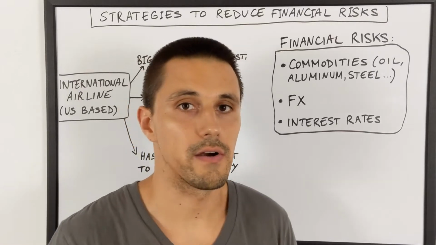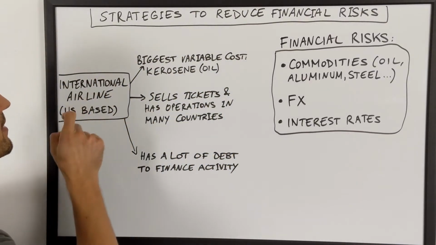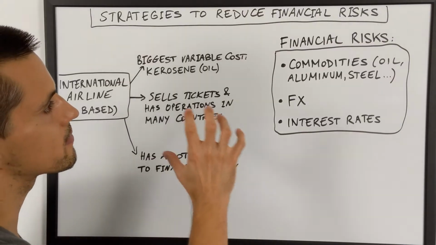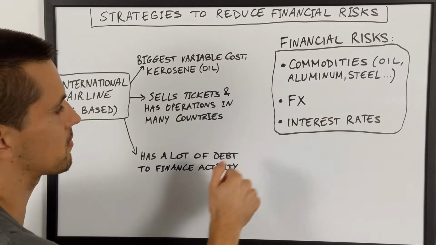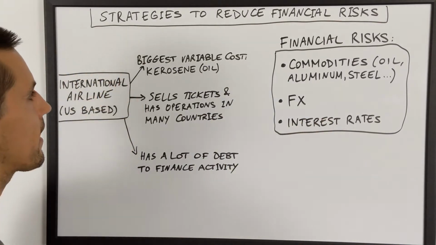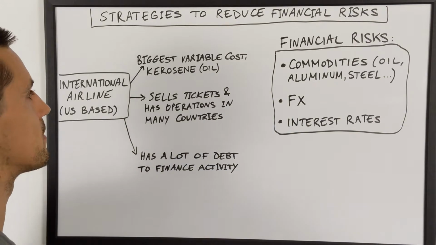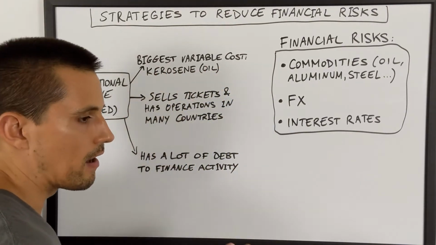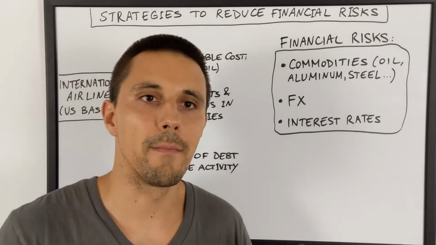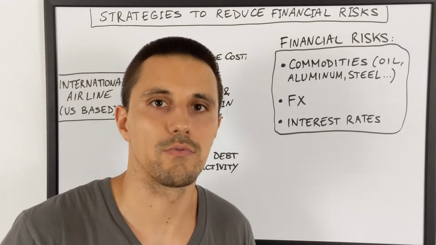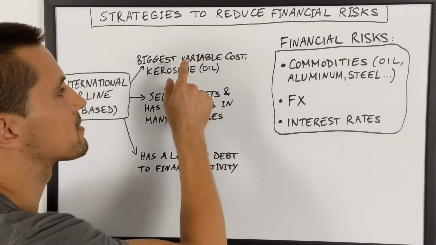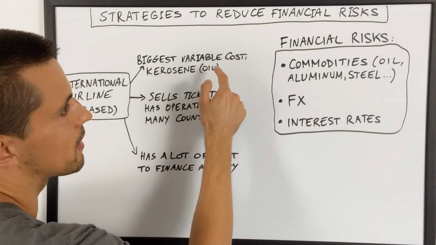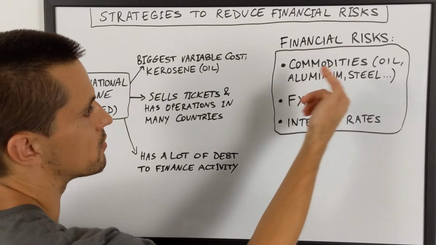Okay, now let's jump to our example. So imagine an international airline which is based in the United States. When you look at the different risks we just talked about, you will see that an international airline has all the three risks here. First of all, look at the biggest variable cost of an airline. To make a plane go from A to B, you need a lot of kerosene, which is basically oil. So that's your biggest variable cost. So the kerosene will depend on the oil price, which makes it a commodity risk for you.